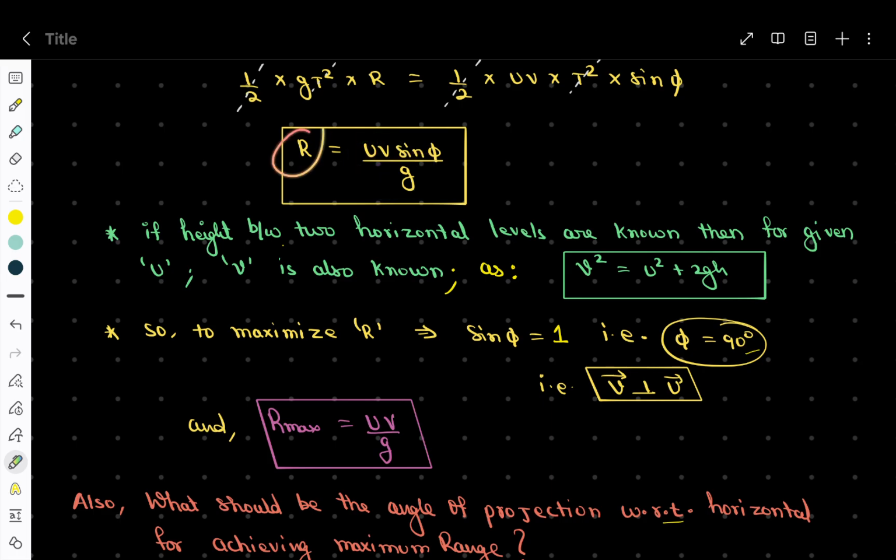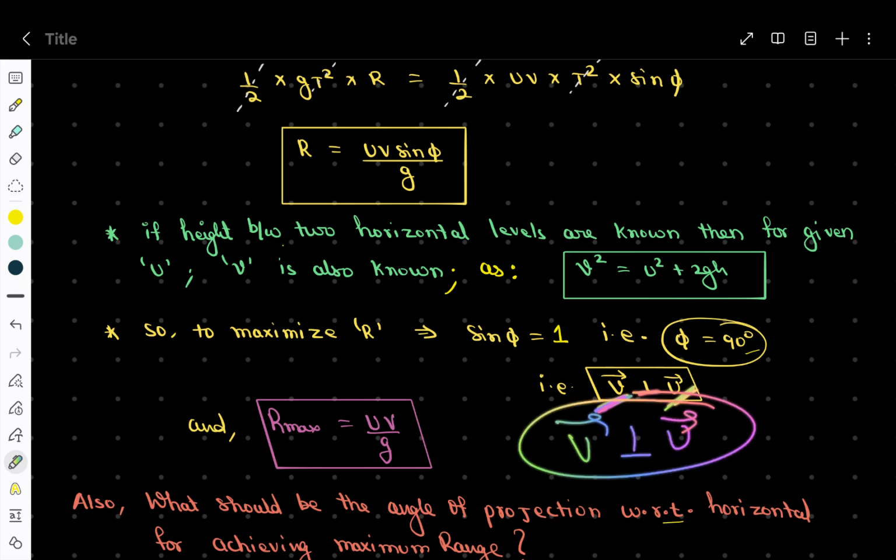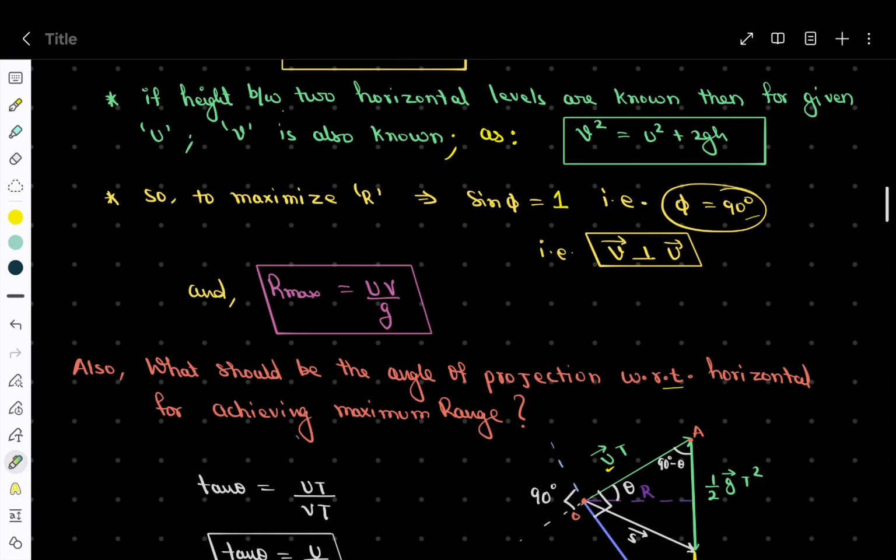So in order to maximize range, I will have to maximize sine phi, right? And we know that the maximum value of sine phi can be equal to 1, and that will occur if phi equal to 90 degrees. So by doing this, we have derived the condition for maximum range. And what is that? It says that the velocity at the time of hitting the ground must be perpendicular to the velocity of projection. So v vector should be perpendicular to u vector, then only we will be getting the maximum range. So putting sine phi equal to 1, we will be getting R max equal to uv by g.